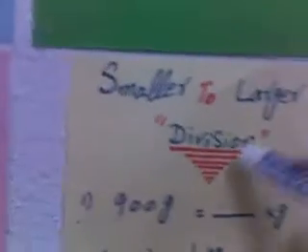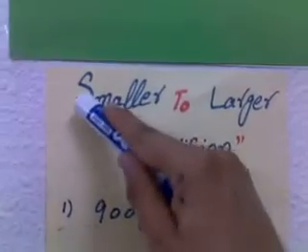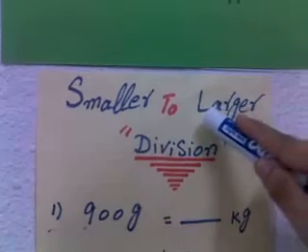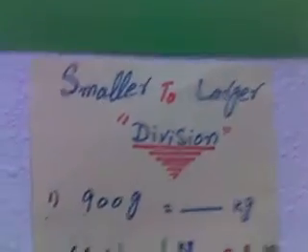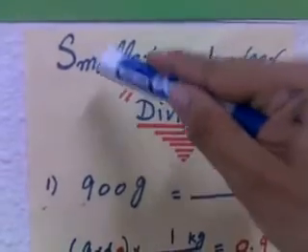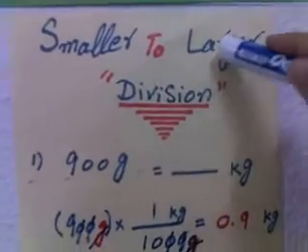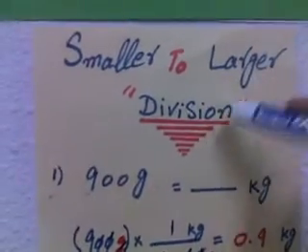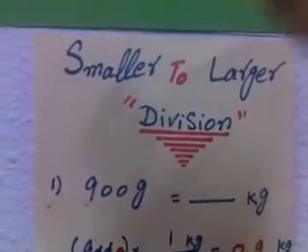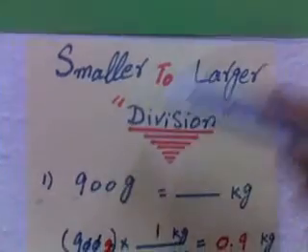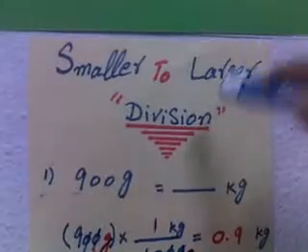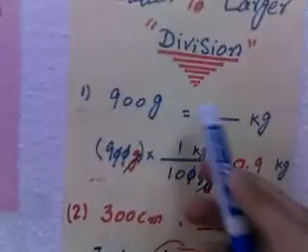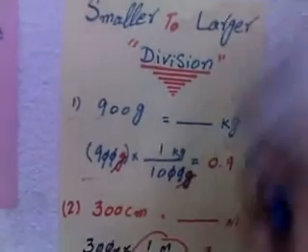Smaller to larger, division: salad. S stands for smaller, L stands for larger, D stands for division. So when we want to convert a smaller value into a larger value, then we will divide it by unit. If we want to convert a larger value into a smaller value, then we will multiply by unit. So take an example: 900 gram is equal to dash kilogram.